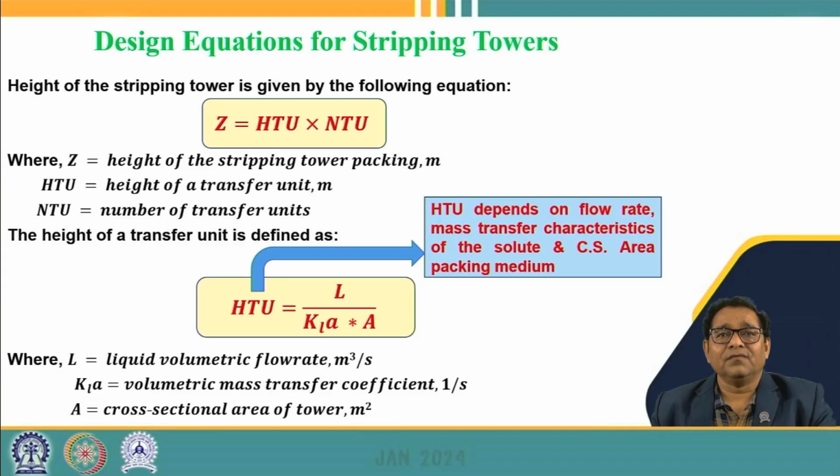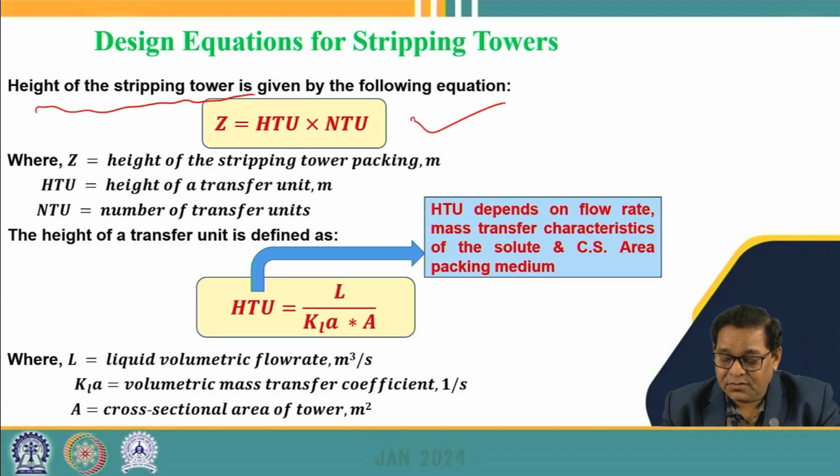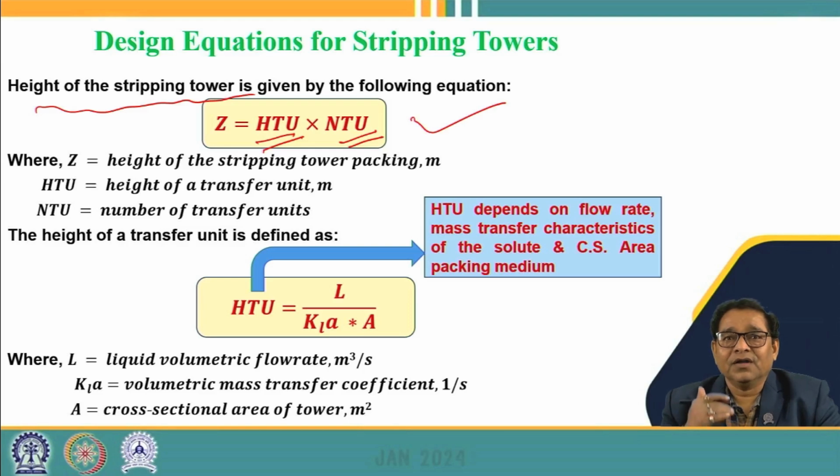Then if we see the various design equations, first of all we need to find out the height of the stripping tower, which is Z. Z is equal to HTU into NTU, where HTU is the height of the transfer unit and NTU is the number of transfer units. In a given column we can have a number of stages, so accordingly the number of transfer units will increase, and accordingly we have to design the appropriate height of the column.